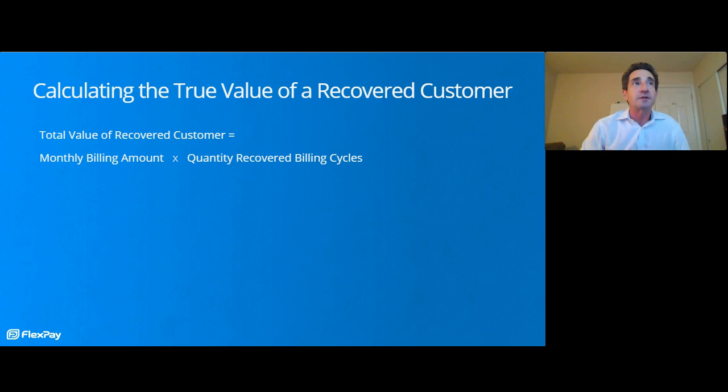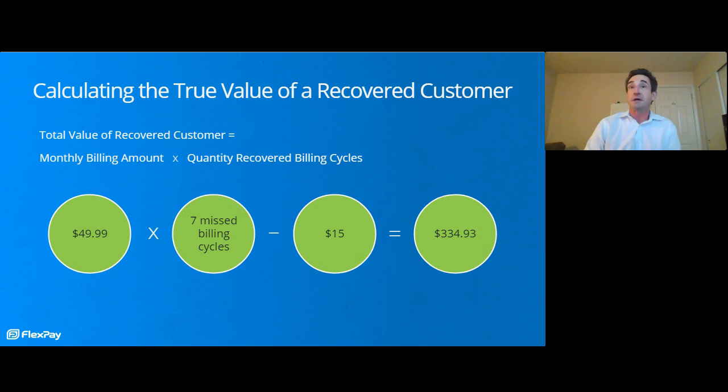So very similar equation. We can still use the lifetime value equation to be able to calculate. So we have our monthly billing amount, and we have the quantity recovered of billing cycles. Now, we may have a small cost of recovery that we want to factor out, but using the same numbers as before, we have an average billing amount of $49.99, 7 missed billing cycles, times, and we're going to take away $15 on average of recovery, which actually gives us a return value of revenue that would have been lost otherwise of almost $335.